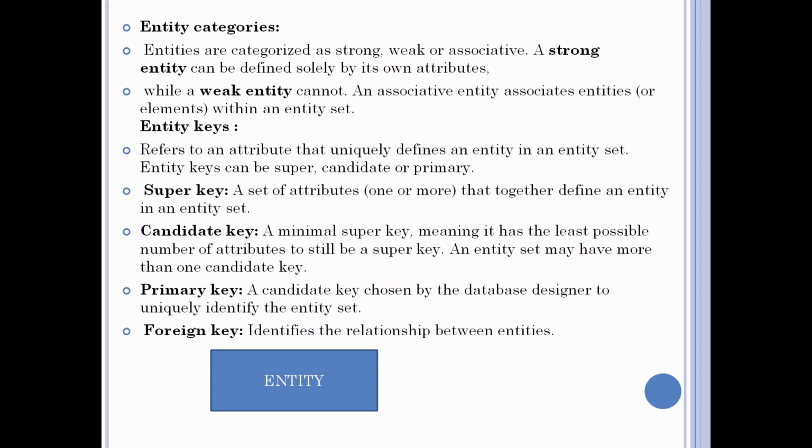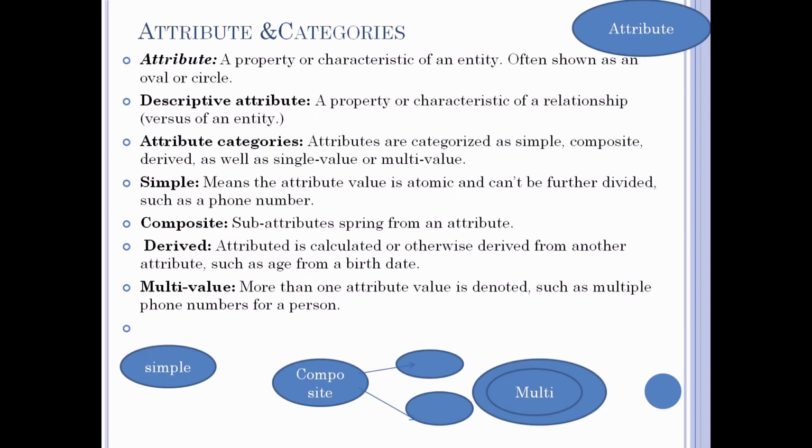The symbol for the entity is the rectangle. Next one, attributes. What is the shape of an attribute? Here it is an oval shape. This is the symbol of attributes. What is the meaning of attributes? We already discussed it in the earlier topic. An attribute is a property or characteristic or feature of an entity.